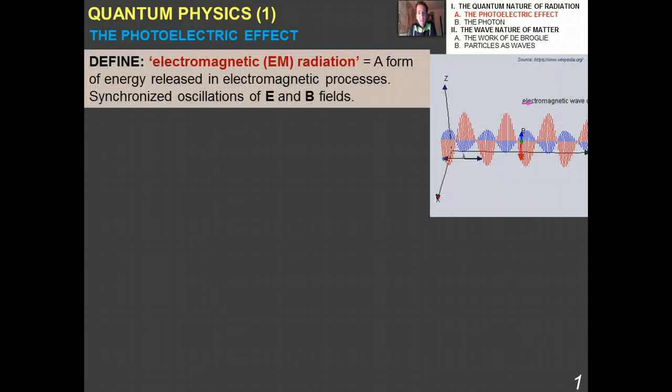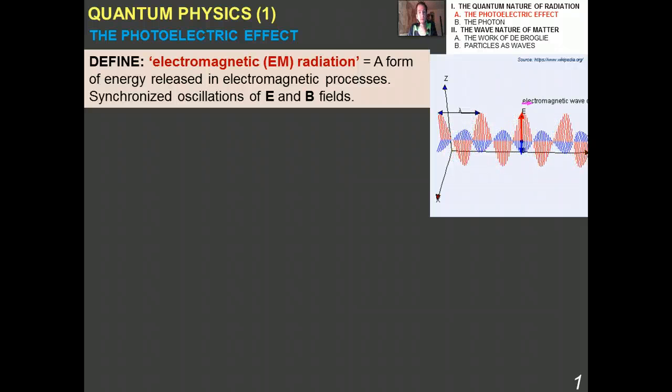The first thing I want to do before I start talking about the photoelectric effect is simply talk about electromagnetic radiation. We've talked a little bit about this in class already, but you need to have at least a rudimentary understanding of what E&M radiation is in order to understand the photoelectric effect and especially how the photon works.